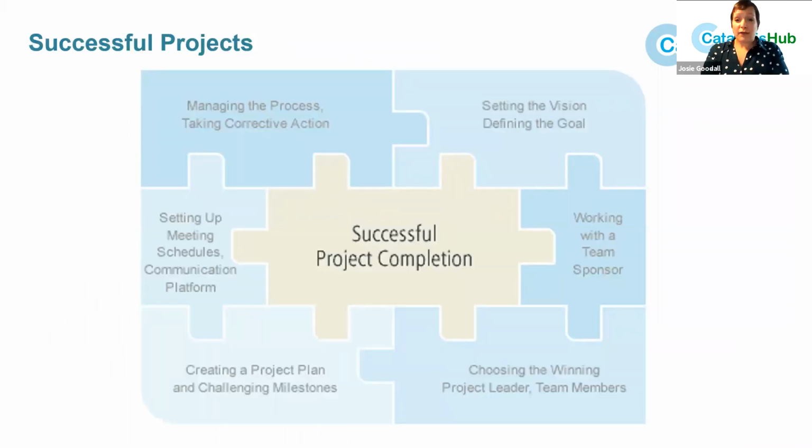And if we do all this, in theory, we should have successful projects. So we need to do all the things that I've mentioned. We need to define our vision and goal. We need to work with the funders, the team sponsors, the stakeholders. We need to choose the right team for the project and choose a good project manager. We need to create a project plan and milestones to achievements. We need to set up our meeting schedules or communication plans. We need to manage the process, constantly correcting where we're going. And if we do all that, it should all contribute to a successful project.